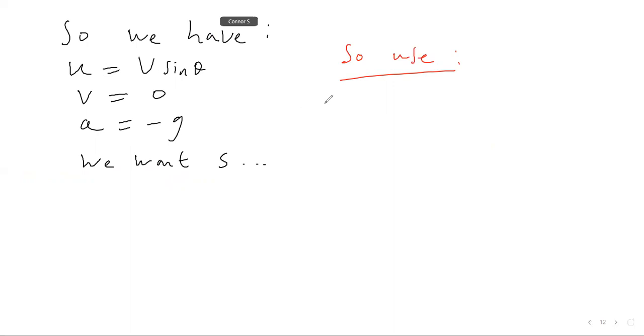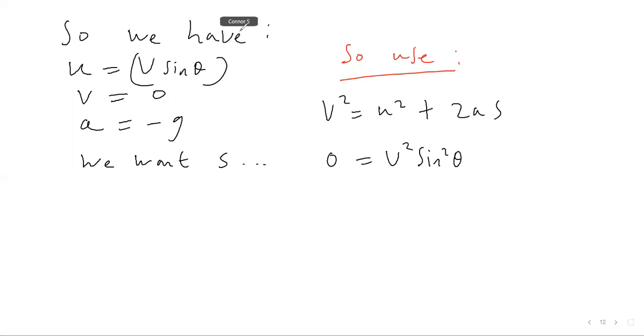So we're going to use the equation v squared equals u squared plus 2as. So v squared is 0, because 0 squared is 0. u squared is going to be capital U squared times sine squared theta. Squaring this, you get u squared and then sine squared. And then plus 2 times negative gravity times your maximum height above the ground. So this s, we'll just call this h max, our maximum height.